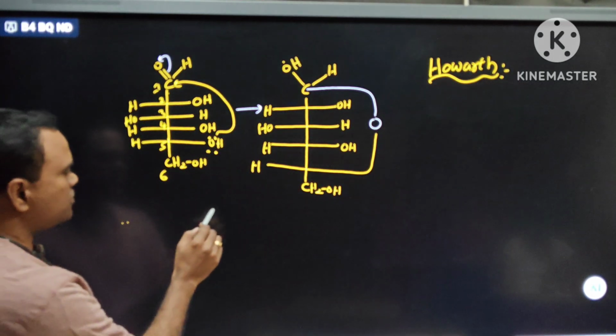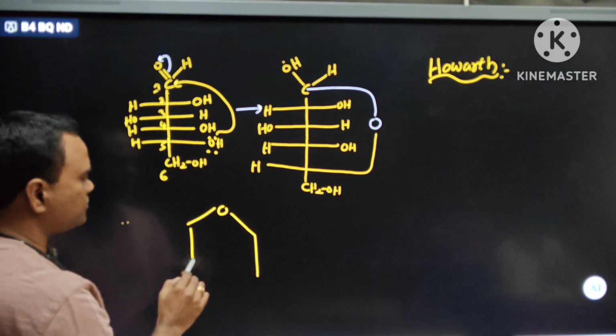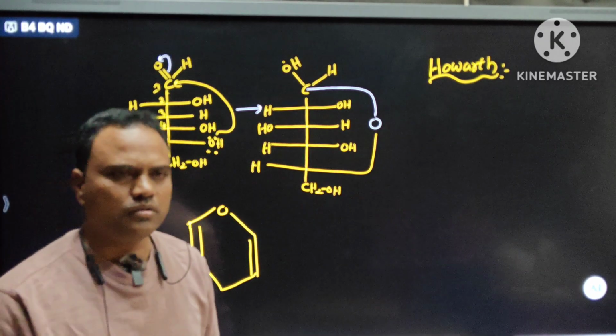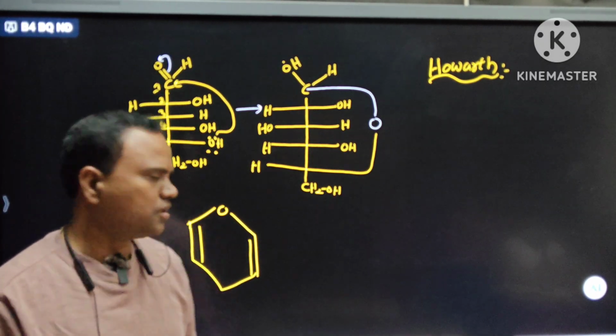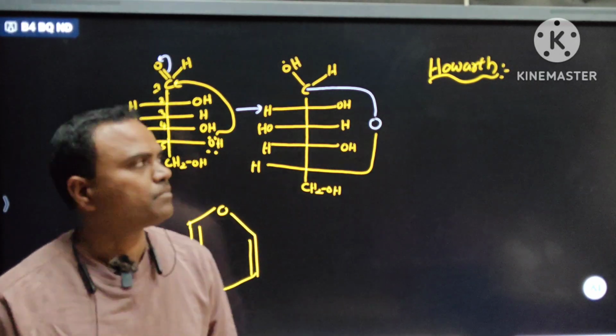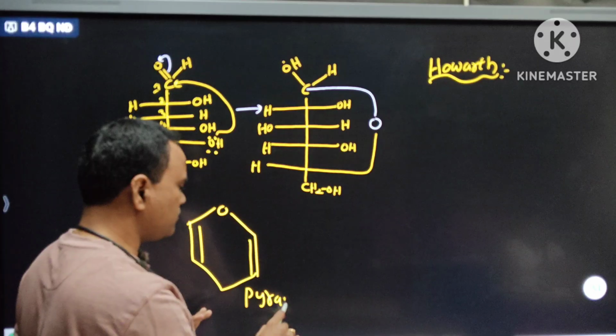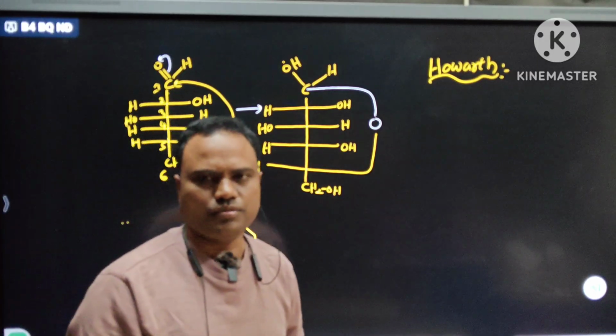Before starting the Haworth structure, you should understand this. This is pyran. This compound name is pyran. The Haworth structure is similar to pyran. Let us draw pyran. Okay.